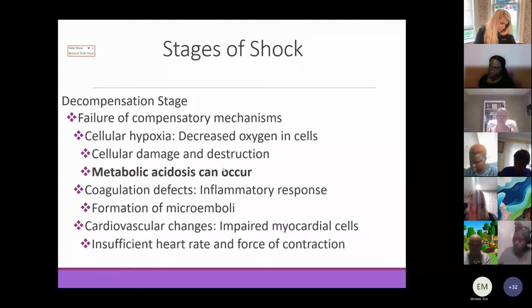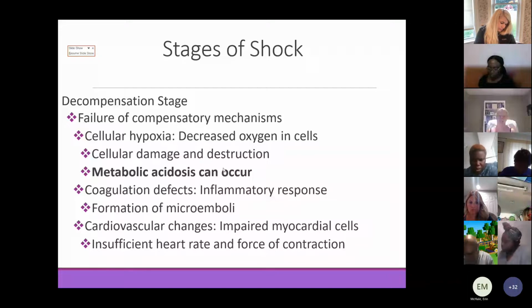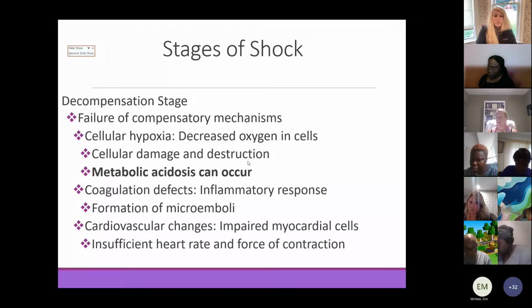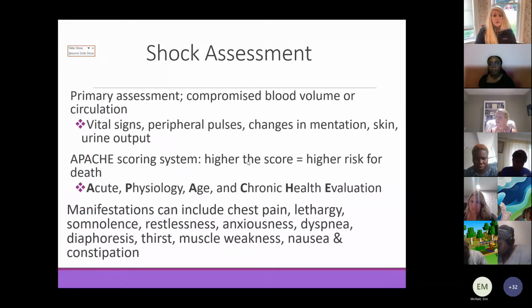And then more detailed cardiovascular changes. Because we're not getting blood and oxygen to our myocardial cells, the patient may have a heart attack. And then our heart's not going to be able to pump at a normal sufficient rate each time. And none of our organs are going to be perfused.